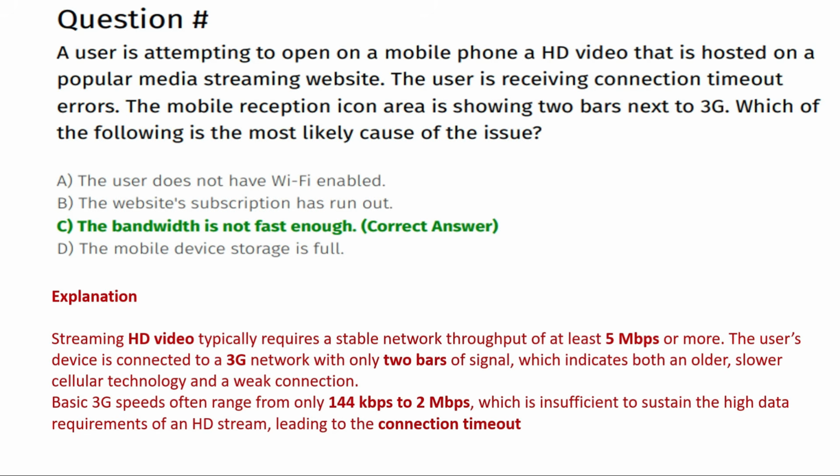So let's check the explanation. Streaming HD video typically requires a stable network throughput of at least 5 Mbps or more. The user's device is connected to a 3G network with only 2 bars of signal, which indicates both an older, slower cellular technology and a weak connection. Basic 3G speeds often range from only 144 kbps to 2 Mbps, which is insufficient to sustain the high data requirements of an HD stream, leading to the connection timeout. So that's why the correct answer for this question is option C, the bandwidth is not fast enough.